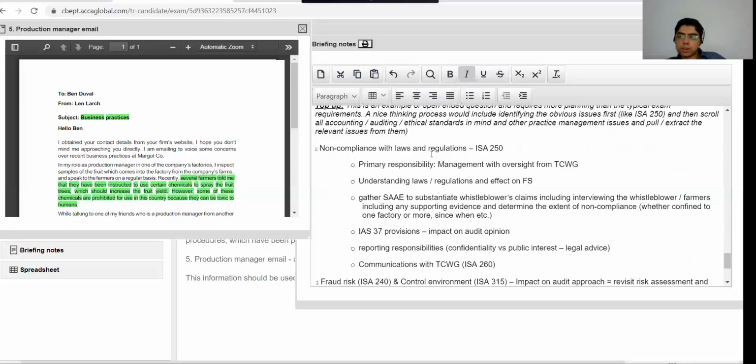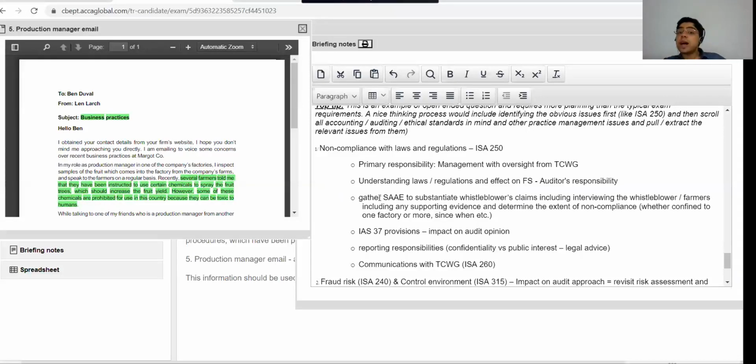So look at the answer plan that I have. If you look at the answer plan, that's going to help you. You could talk about non-compliance with laws and regulations. You could say that primary responsibility for complying with laws and regulations rests with management with oversight from TCWG. Understanding laws and regulations and their effect on financial statements, that is the auditor's responsibility. So you could talk about that. You could bring in your knowledge of ISA 250.